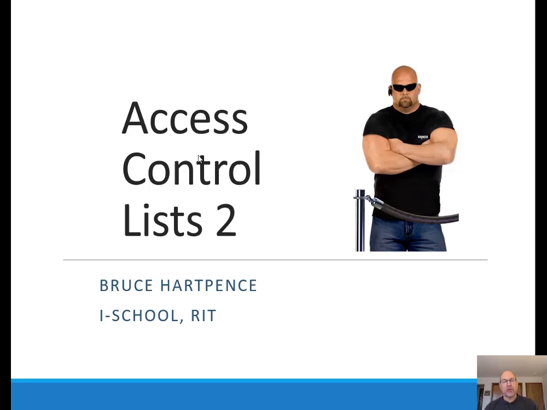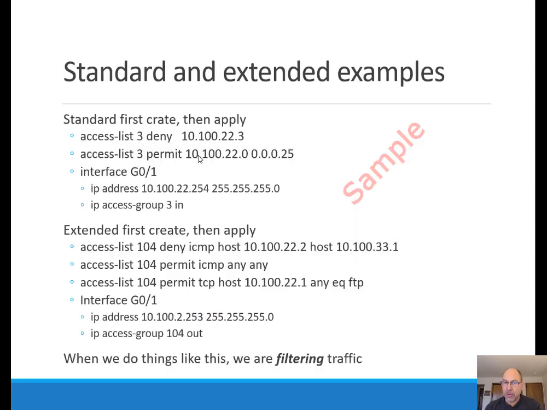All right, friends and neighbors, let's wrap up this wonderful topic, access control lists. Now, just remember where we came from, right? We had been talking about standard and extended examples. And in the standard case, we're usually testing on source IP address information. And so we've got things like access 3 here created. And so we've denied one host. We've allowed a particular portion of a network, and then we've applied it to an interface and a direction.